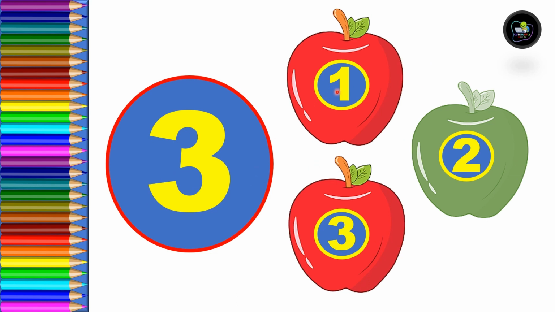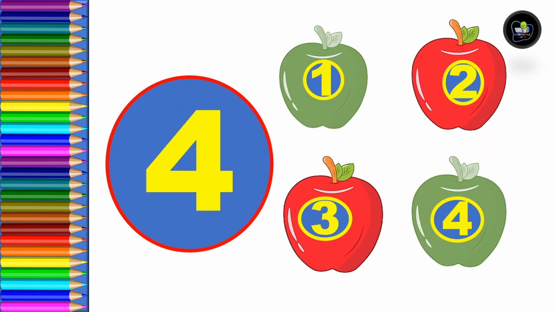3. 1, 2 and 3. You can see 2 red apples and 1 green apple, total 3 apples. 4. 1, 2, 3 and 4. 2 green apples, 2 red apples, total 2 plus 2 equal to 4.